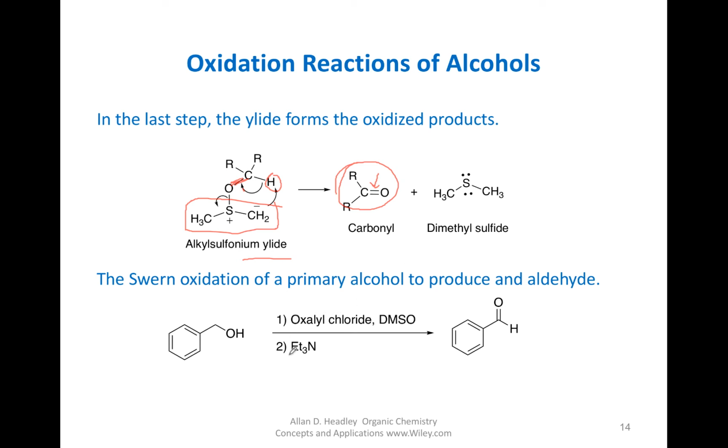reagents. As you can see here, the oxalyl chloride is very important because of that electrophilic carbon. Dimethyl sulfoxide is very important because it's going to supply literally that oxygen, the oxidizing agent, and of course the triethylamine is very important because it's going to abstract that proton to form the ylide. So as a summary, you take this primary alcohol, you can oxidize that to the aldehyde, benzaldehyde, using the Swern oxidation.